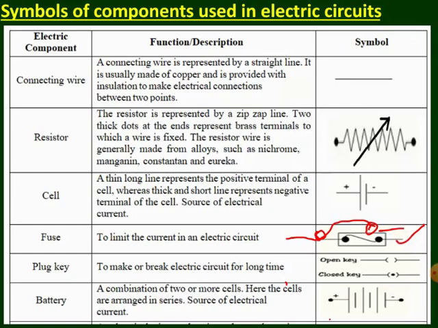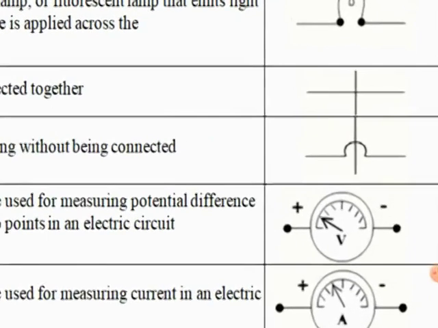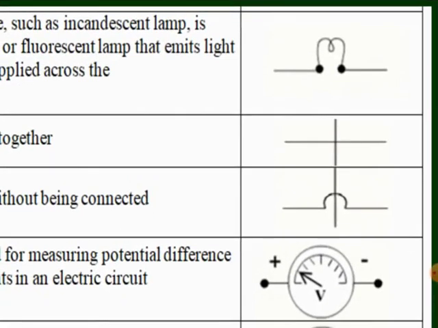And let's see some more symbols. The next one is your electric bulb. Now in an electric bulb there is a curve like this, with two straight horizontal lines. This will represent an electric bulb. This curve represents the filament of the bulb, and these are the two terminals.